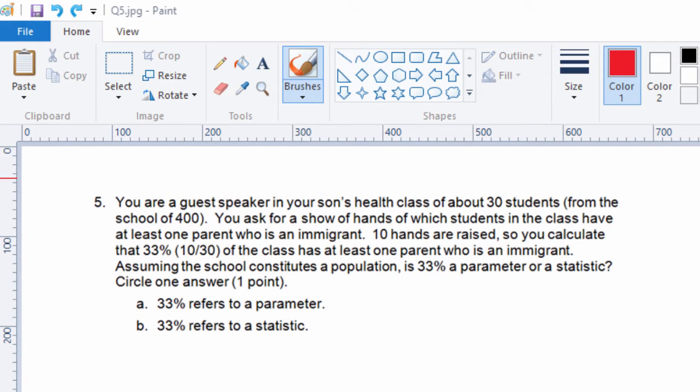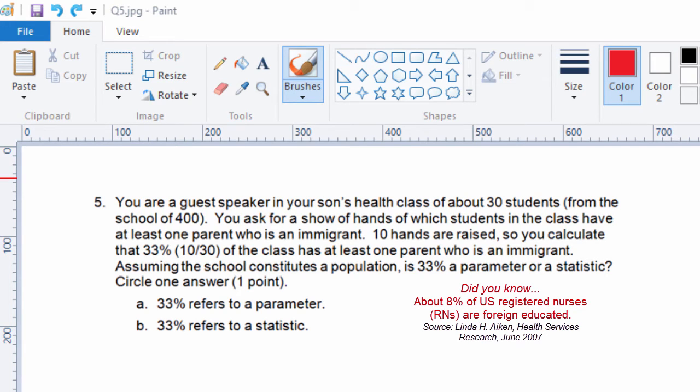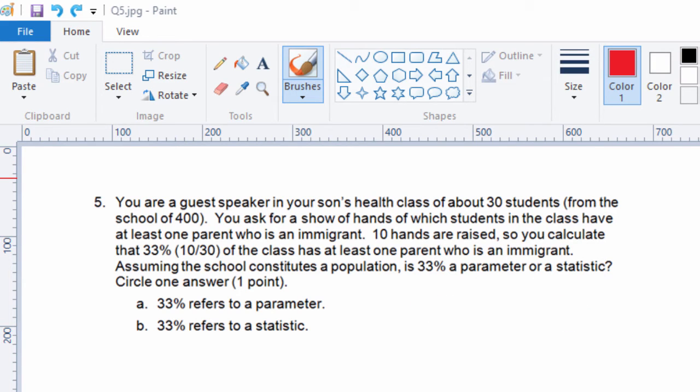So you are a guest speaker in your son's health class of about 30 students from the school of 400 in the last question. So you ask for a show of hands of which students in that particular class have at least one parent who is an immigrant. So in other words, we're taking the same measurement, but we're not taking it of the whole population, just a small group within it. So you see of these 30 students, 10 hands are raised. So you calculate that 33%, or 10 divided by 30, of the class has at least one parent who is an immigrant. So again, the school constitutes a population. So the big question then is, are we talking 33% is a parameter or is it a statistic? Now, I kind of gave it away in my little narration of this question because I'm pointing out if you only take 30 students of that 400 and you find that 10 of them have parents who are immigrants, you're really looking at just a statistic because you took the sample here. This is a sample. And so therefore the answer is B.